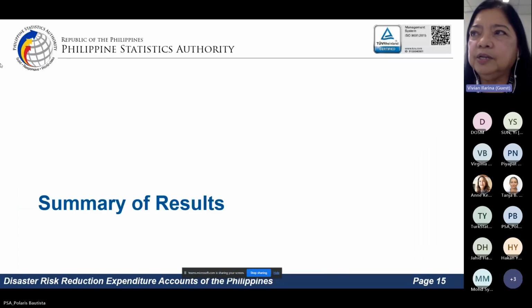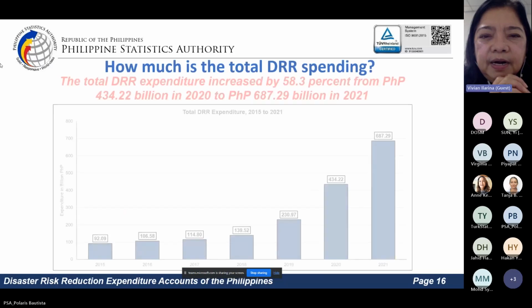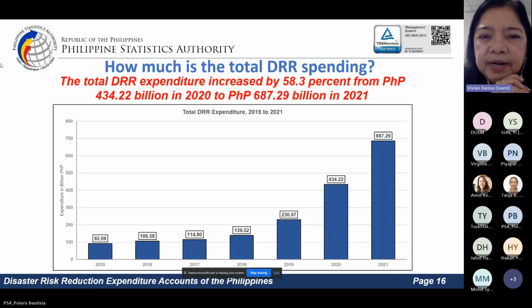Now, let me share with you some of the results of the DRRE accounts. As mentioned earlier, the DRRE accounts will show you how much is the total spending on disaster risk reduction. This is the key indicator which the DRRE will provide. In the case of the Philippines, the latest one that we have is 2021, and we are updating this for 2022.